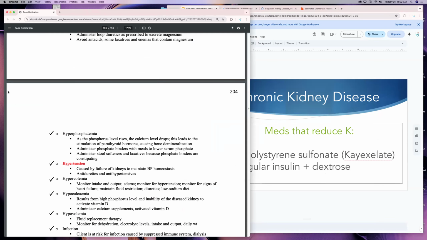So far, we have the electrolyte imbalances of CKD. Number one is high potassium. Number two is high magnesium. Number three is high phosphorus. Let me show you.